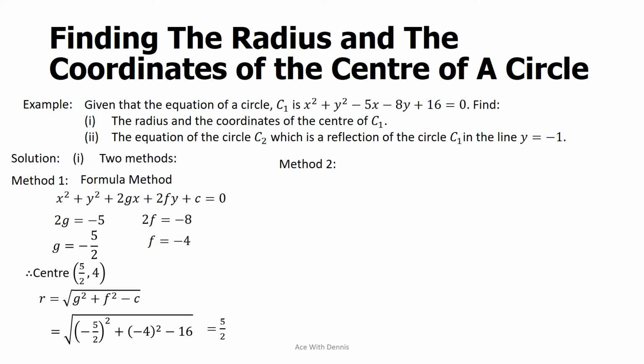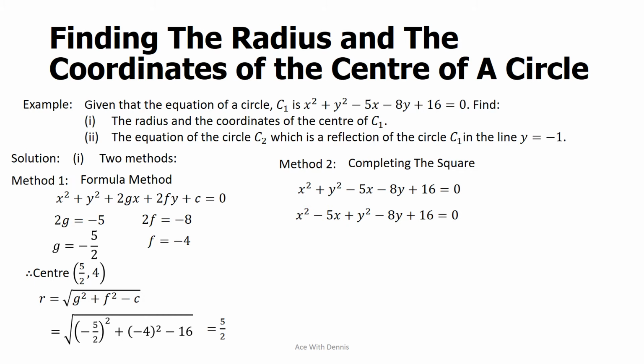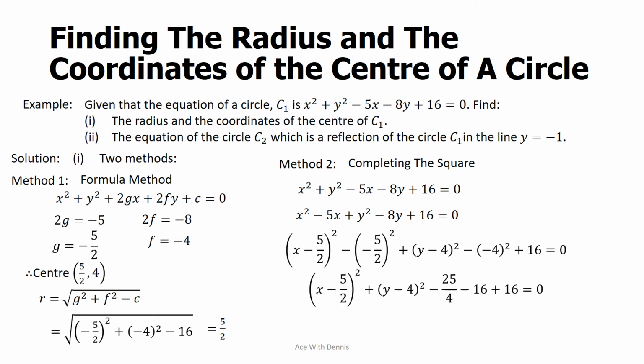We can also use method number 2, where we complete the square for the equation given, which is x squared plus y squared minus 5x minus 8y plus 16 equals 0. Rearrange the equation, which becomes x squared minus 5x plus y squared minus 8y plus 16 equals 0. Now we can start completing the square, which becomes (x minus 5/2) squared minus (-5/2) squared plus (y minus 4) squared minus (-4) squared plus 16 equals 0.